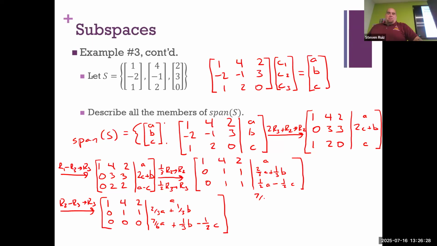So one thing we know for sure is that here's one condition: 7/6 a plus 1/3 b minus 1/2 c equals 0. That's a lot of fractions, right? I hate that. Let's multiply the whole thing by 6. 7a plus 2b minus 3c equals 0. So that's definitely one condition. Are there others?